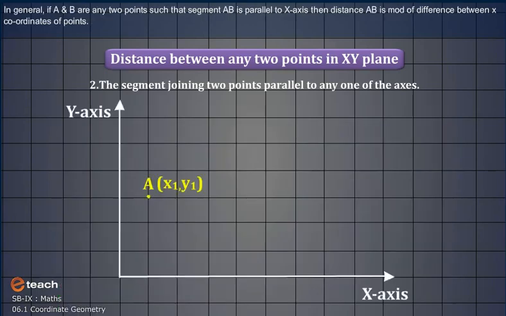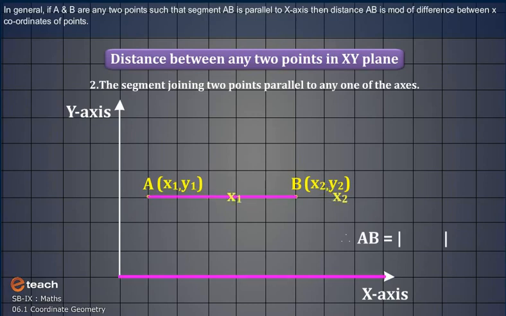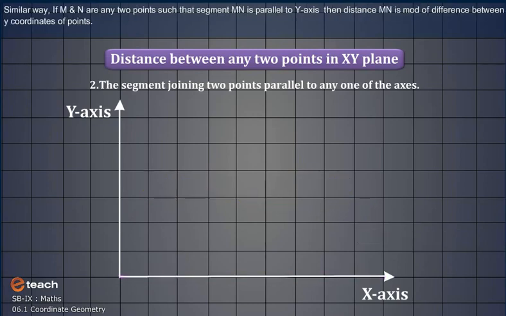In general, if A and B are any two points such that segment AB is parallel to the x-axis, then distance AB is mod of the difference between the x-coordinates of the points. In a similar way, if M and N are any two points such that segment MN is parallel to the y-axis, then distance MN is mod of the difference between the y-coordinates of the points.